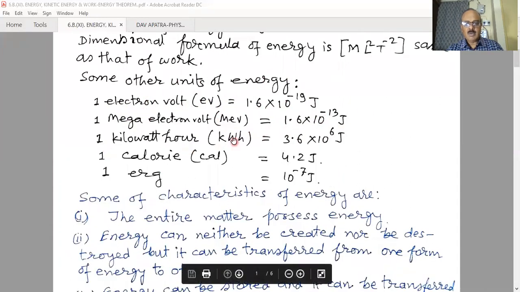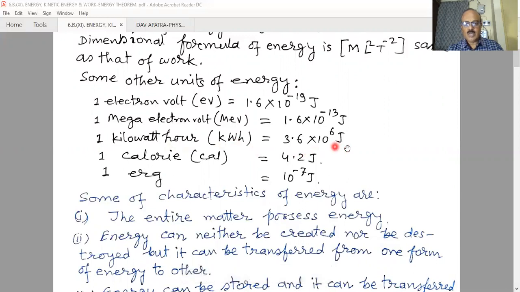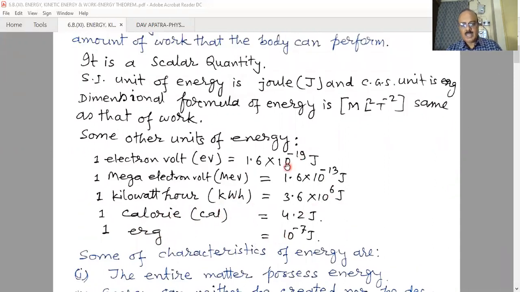Another commercial unit is the kilowatt hour, which is 3.6 into 10 to the 6 joule. One calorie, basically used for heat energy, is approximately 4.2 joule. And the relationship between erg and joule: erg is a very small unit, and 10 to the 7 erg is 1 joule. That means 1 erg is equal to 10 to the minus 7 joule.